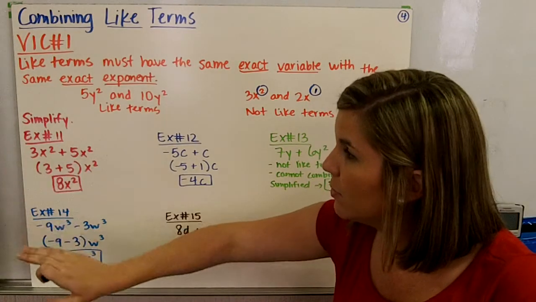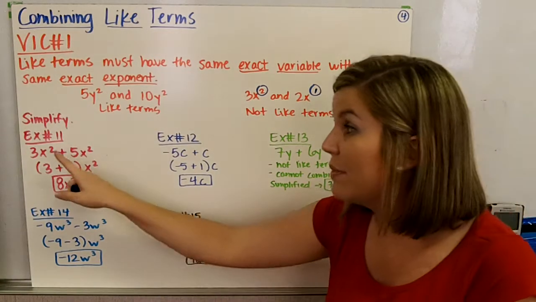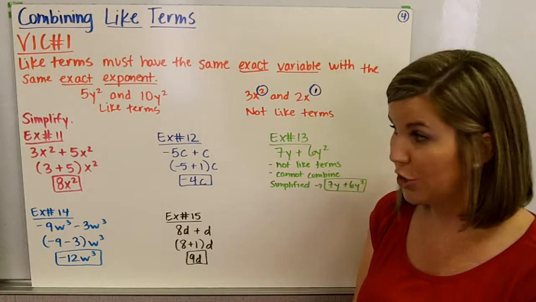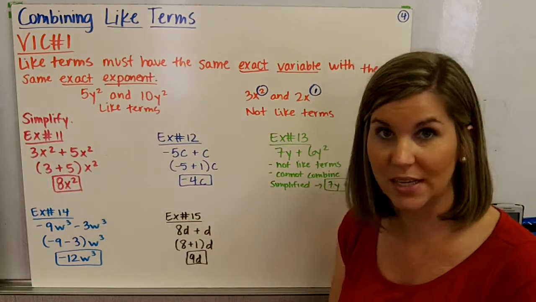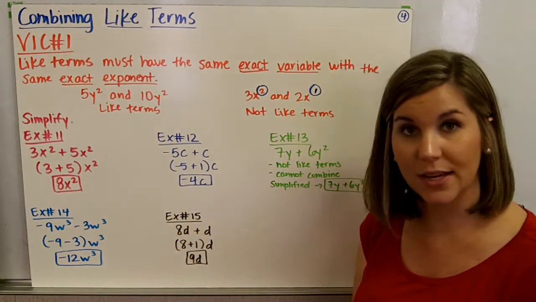Simplify. Example number 11. 3x squared plus 5x squared. So these are like terms. They both have x. They both have the exponent of 2. So we can say 3 plus 5 times x squared. 3 plus 5 is 8. So this is 8x squared.